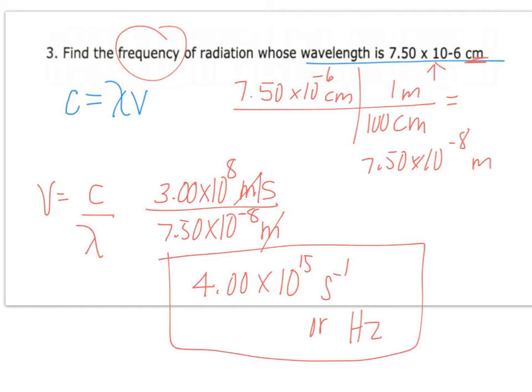All right, how'd you do? So when you converted the wavelength, you should have gotten that it was to a negative 8, and then you plug that in. Remember, I told you speed of light will never go on the bottom, always be on the top. So we take our speed of light and we divide it by our wavelength. Our meters cancel out, and then we are left with 4.00 times 10 to the 15th second to the minus 1, or hertz. We usually say hertz, but I need you to recall that that is the same thing.